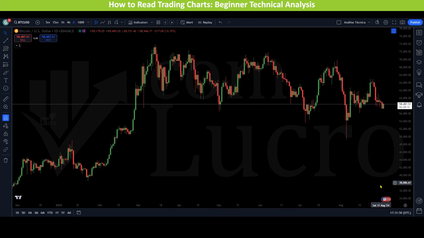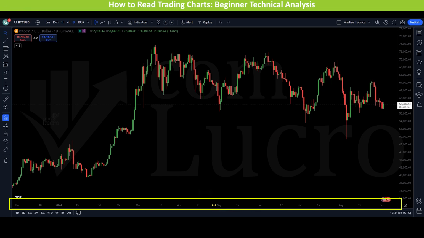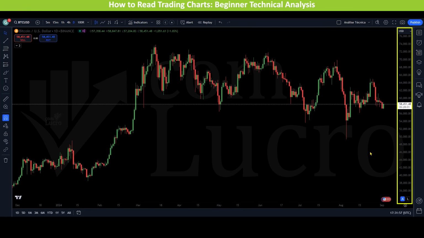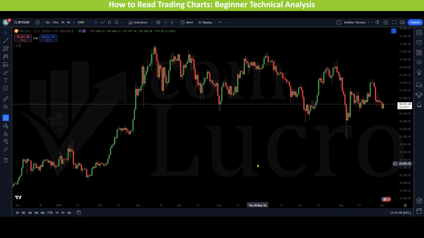On this screen, you will notice that the chart is divided into two main axes: the horizontal axis at the bottom, which represents time, and the vertical axis on the right, which represents price. These axes are fundamental to understanding how prices have evolved over specific periods.